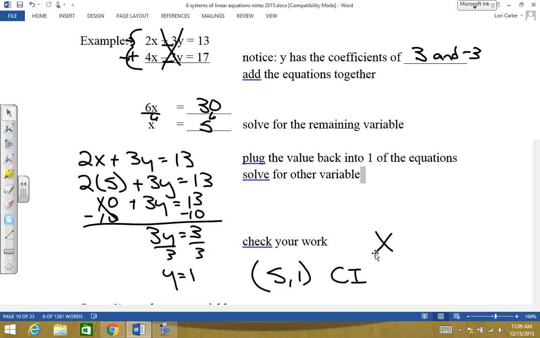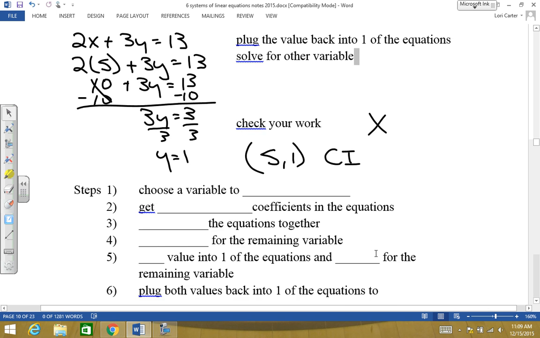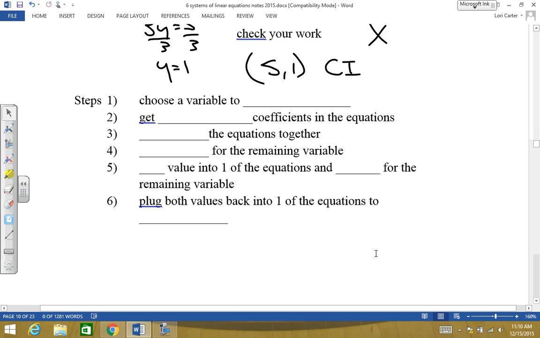Okay, so I've got my point. We've done our work. Okay, are you ready? In words, what do you do first? Choose a variable to eliminate. Get opposite coefficients in the equation.